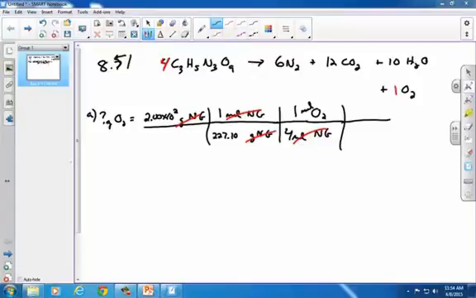So I'd add 2 times the mass of oxygen, and that would give me 16 times 2, 32 grams of O2 for every 1 mole of O2. So that gives me the units I want. Then I just multiply all the stuff on top, divide by all the stuff on the bottom, and I get 7.05 grams.